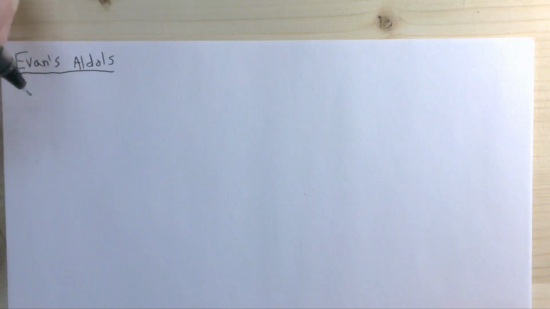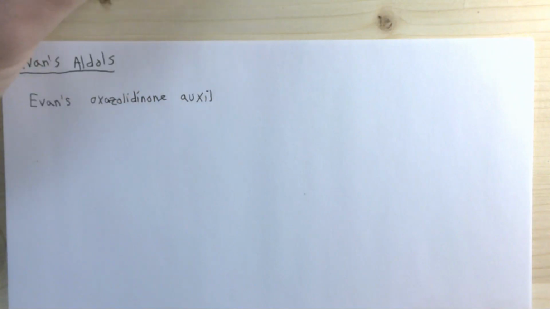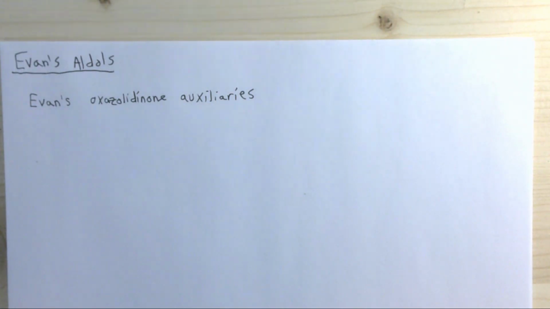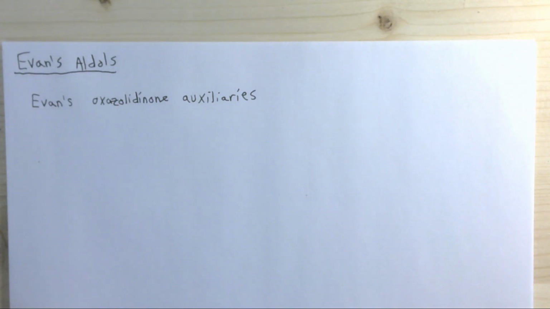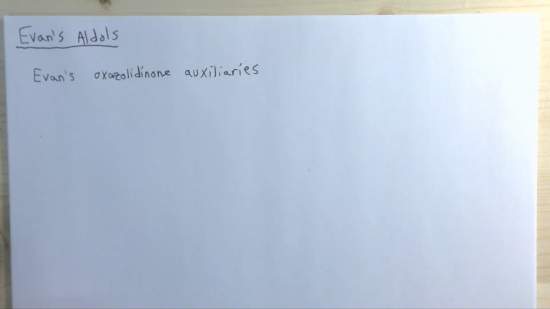So for Evans-Aldol reactions, we use the chiral oxazolidinone auxiliaries. We've already seen these for asymmetric alkylation reactions. We're going to see how these affect aldol reactions. So to show you how this works, we're just going to dive into an example.